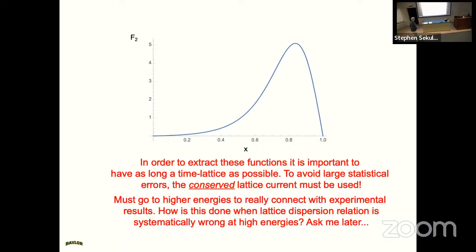Okay, really you need to go to high energies to connect with experimental results. How is this done when the lattice dispersion relation is systematically wrong at high energies? With Wilson-like fermions, clover-type fermions, you have a Wilson term or a generalization of a Wilson term, and this thing screws up the energy-momentum dispersion at high momentums. You do not get E squared equals P squared plus M squared.